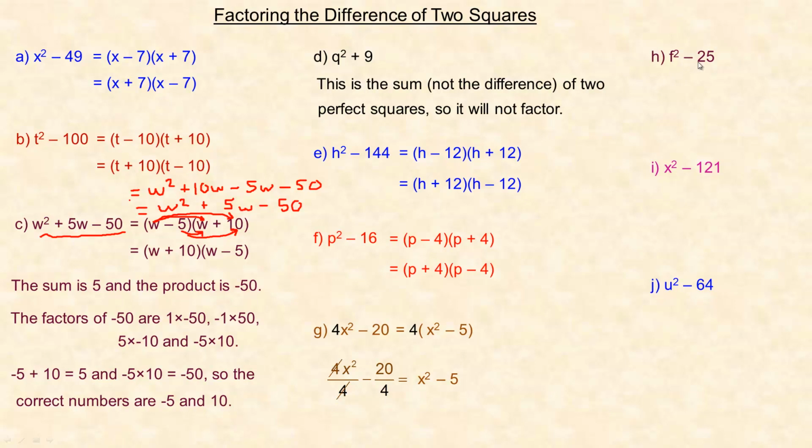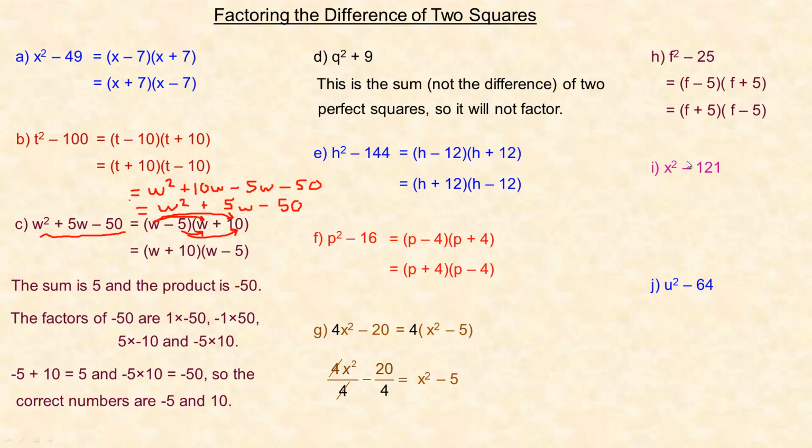H up here, f squared minus 25. F squared is a perfect square. Difference sign in the middle. 25 is a perfect square. It's 5 squared. So this will factor into f minus 5 and f plus 5. And if we want to write the f plus 5 term first, or binomial I should say, and the f minus 5 second, that's what it would look like.